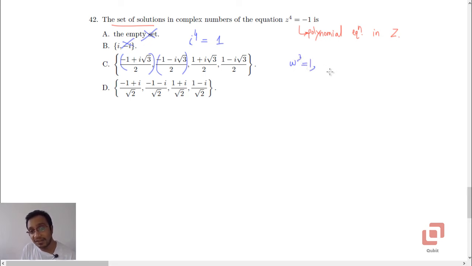If omega cube is equal to 1, what will omega raised to 4 be? Omega raised to 4 will be equal to omega cubed into omega, so it is 1 into omega, or omega, and none of them is equal to minus 1. So at least the first two elements in C do not satisfy this equation. Therefore option C is also ruled out, and hence it is option D.